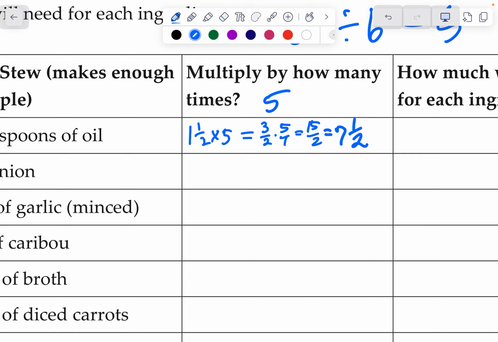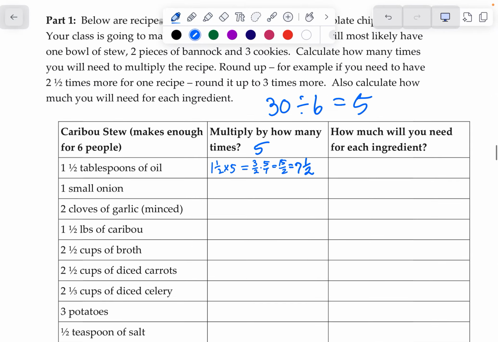So I want you to use fractions from beginning to end. Your final answer should be mixed numbers. There are sometimes where mixed numbers aren't super helpful, but for a recipe, we need to go back all the way to those mixed numbers, okay? And then it says, how much will you need for each ingredient? Wait, let's multiply by how many?